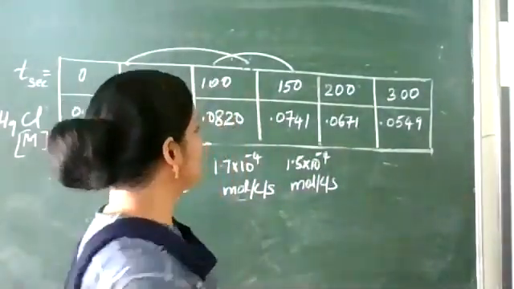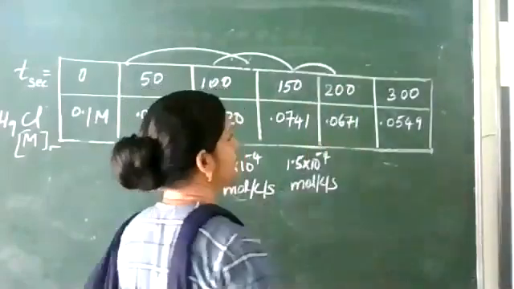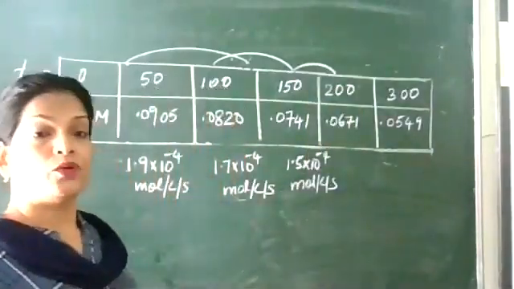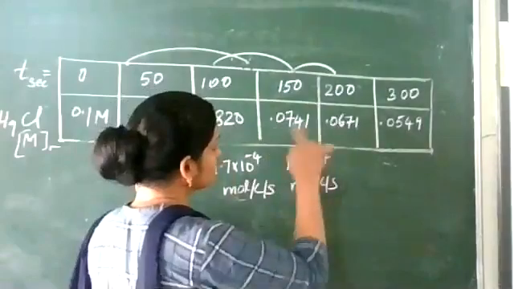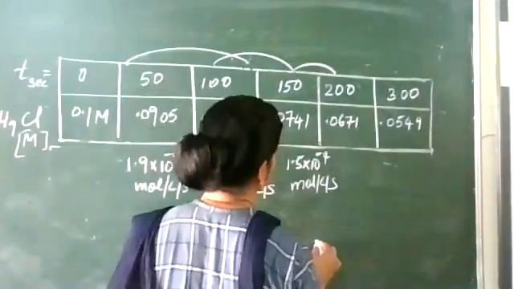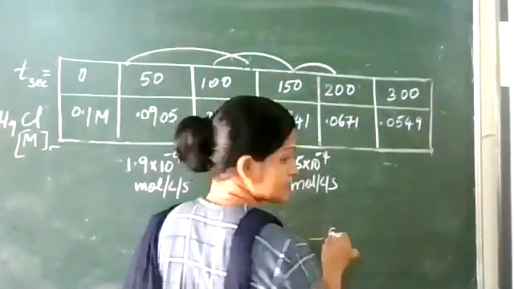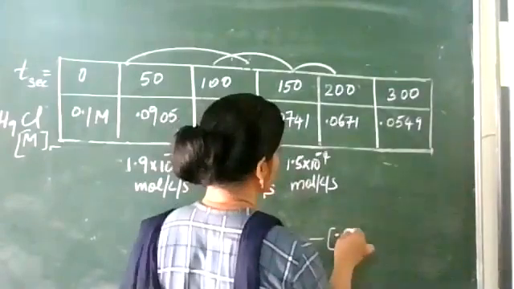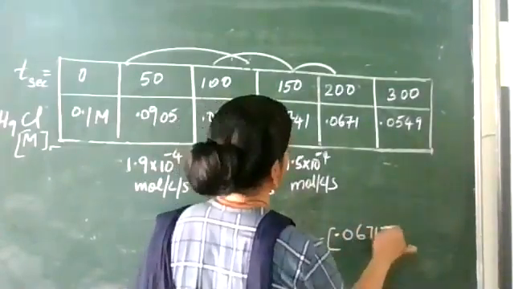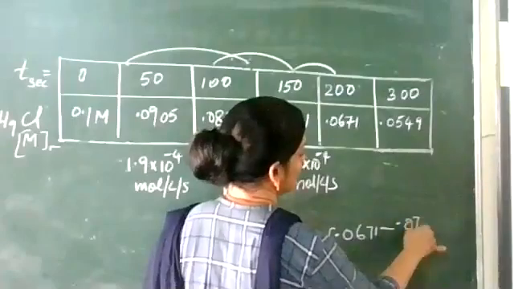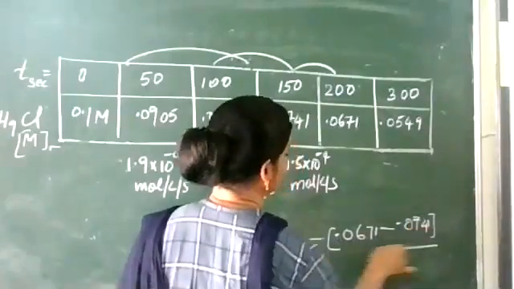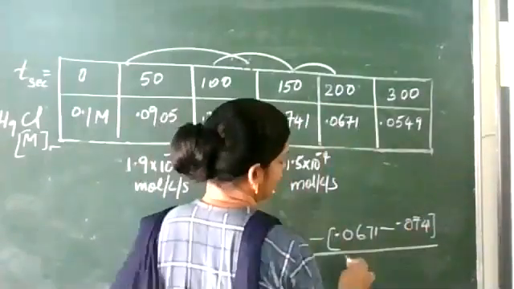Next, I calculated between 150 and 200. What is the rate? In this gap, the rate is minus 0.0671 minus 0.0741 divided by 200 minus 150.